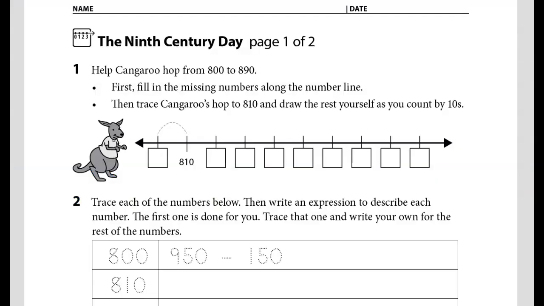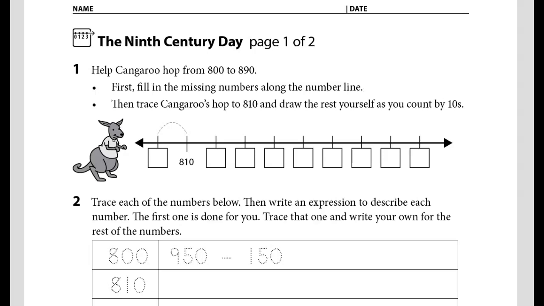On page 51, we see our friend Kangaroo. We're going to help her hop from 800 to 890. First, for number 1, we're going to fill in the missing numbers along the number line. The only number we see is 810.